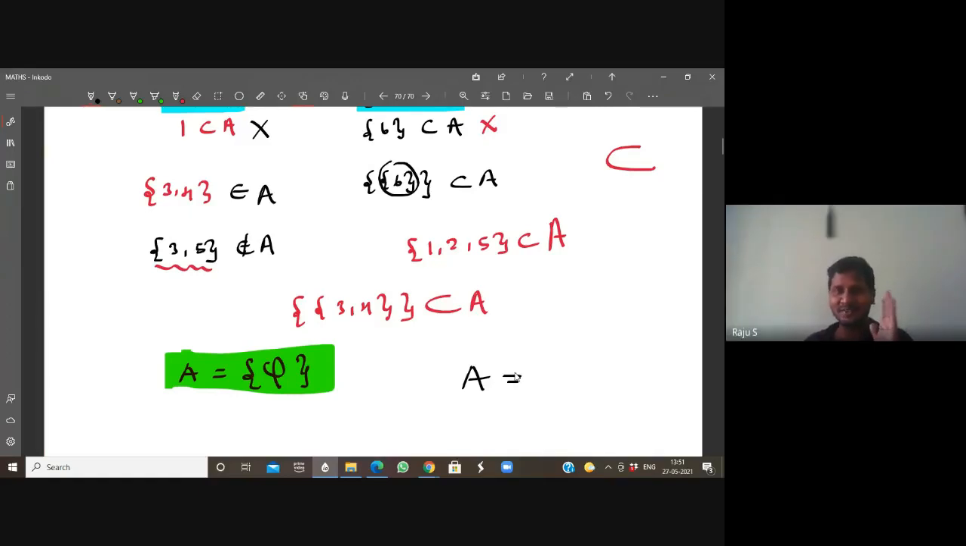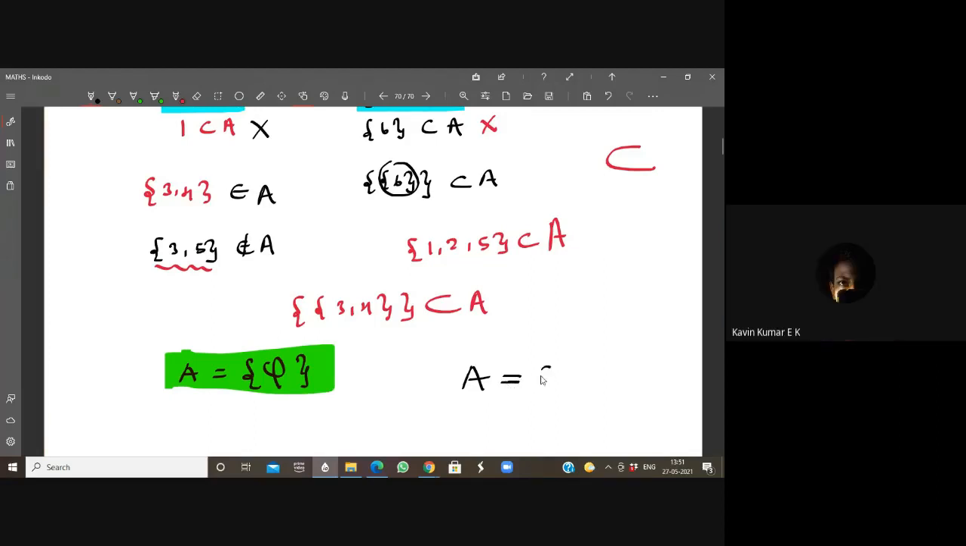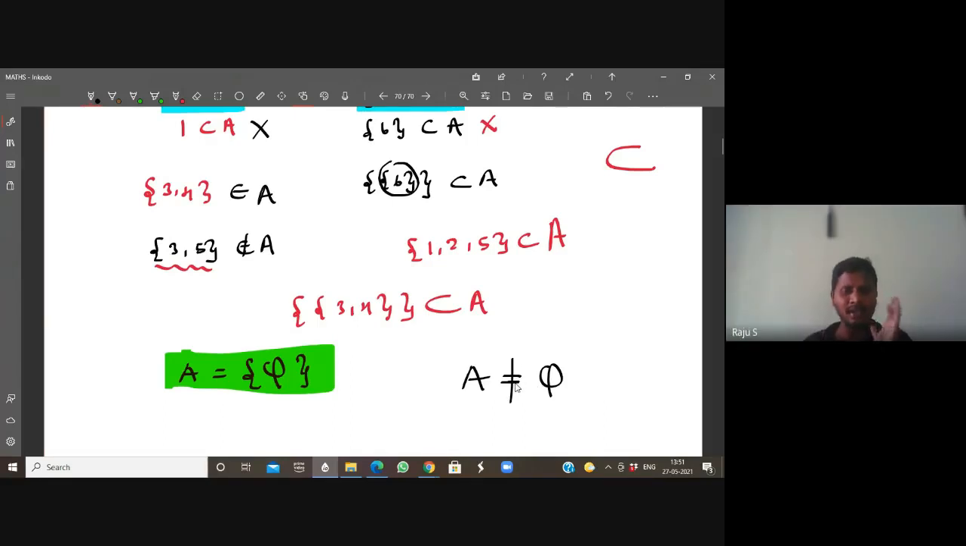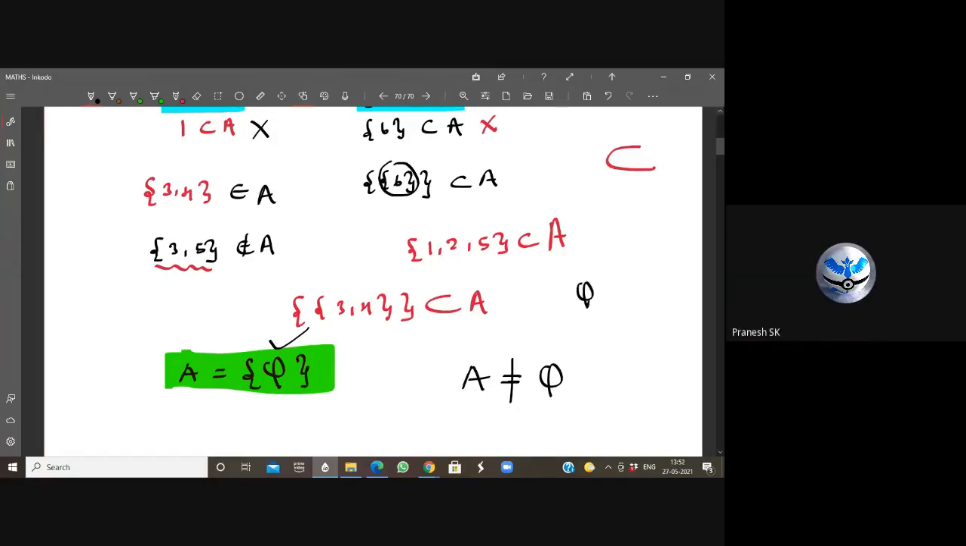In this case, what can you say, whether it is empty or not? Equal to pi or not equal to pi? Non-empty, nothing, but it has at least one element. So A is a set, does it consist of any element here? Yes, this is an element. Pi is an element. So clearly A is a non-empty set. A consists of one element, that is pi.